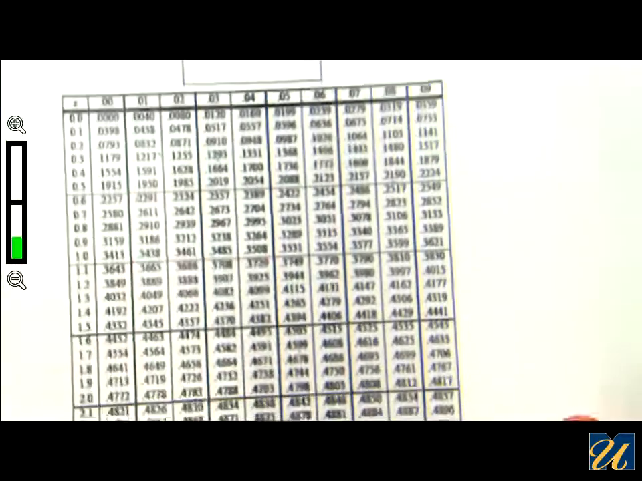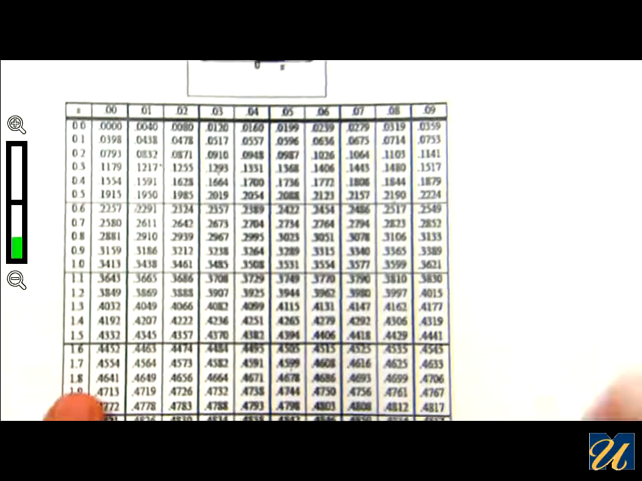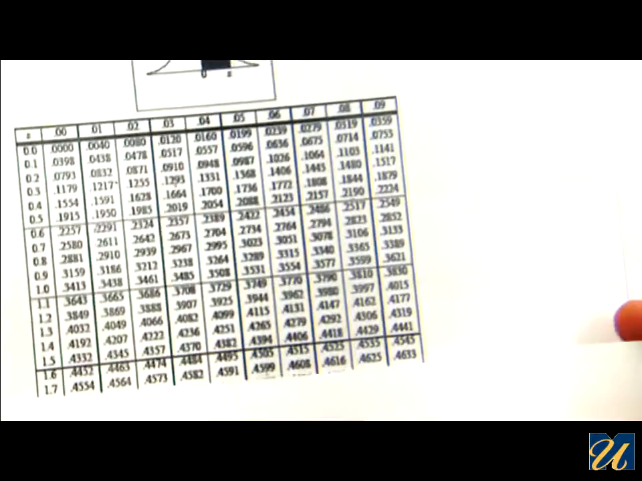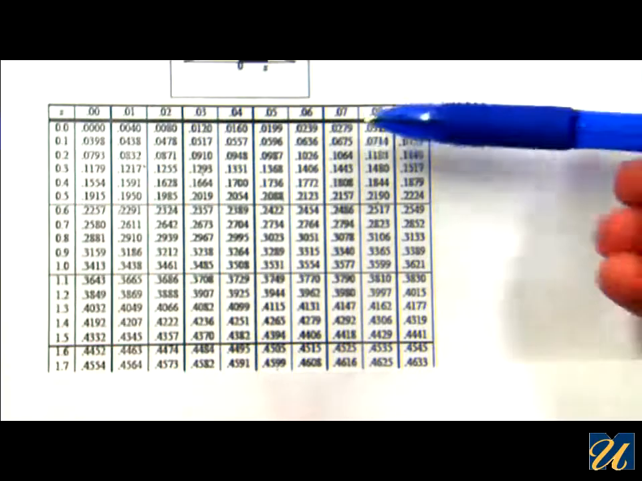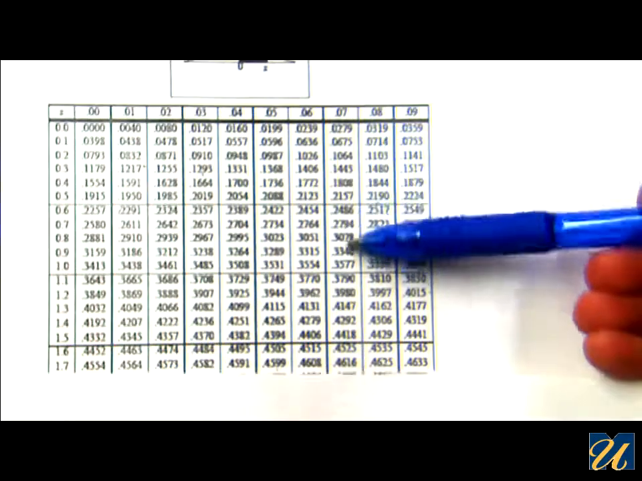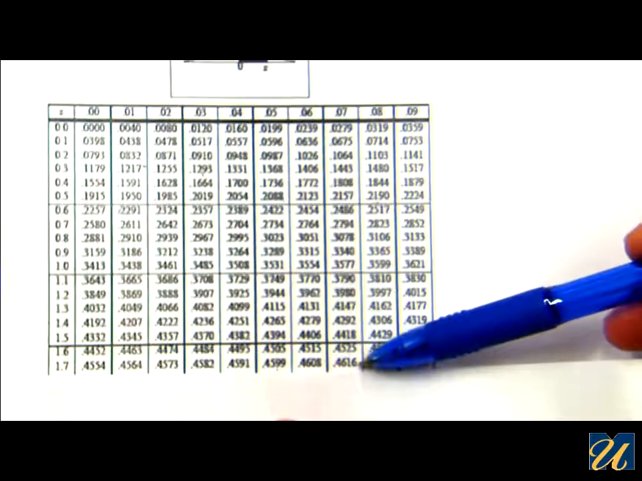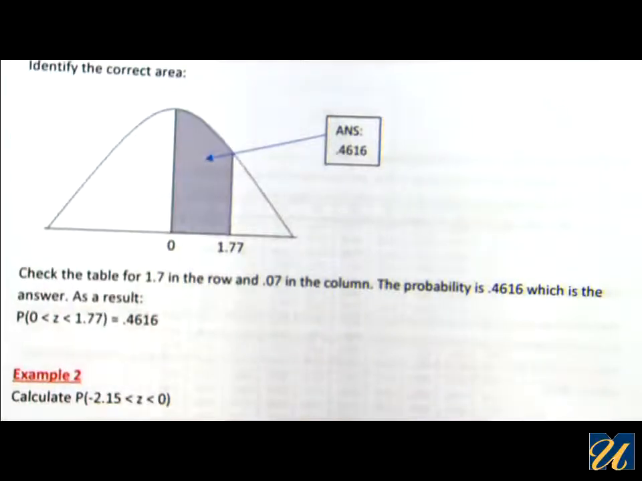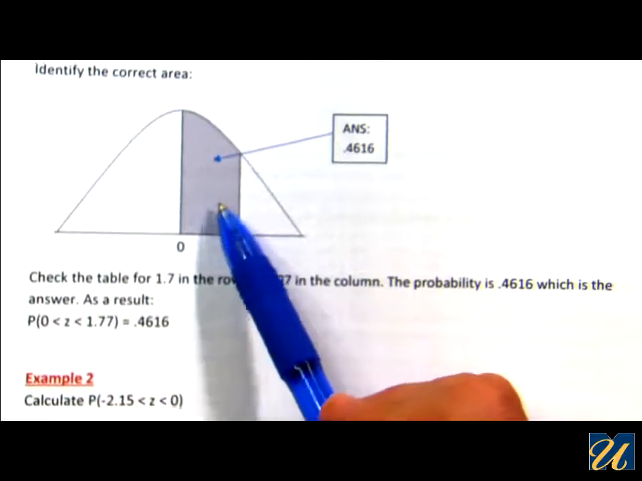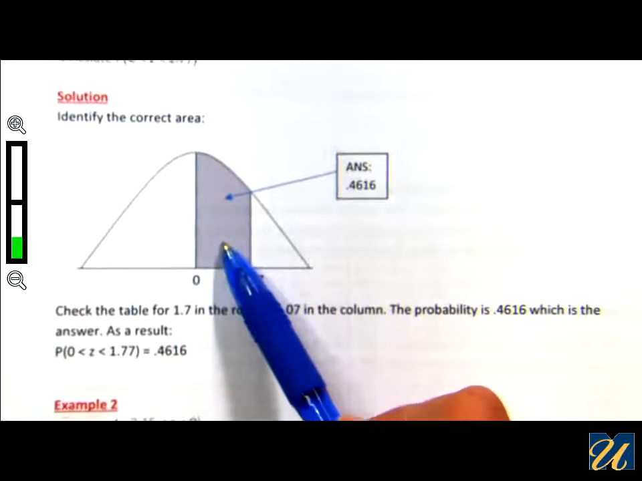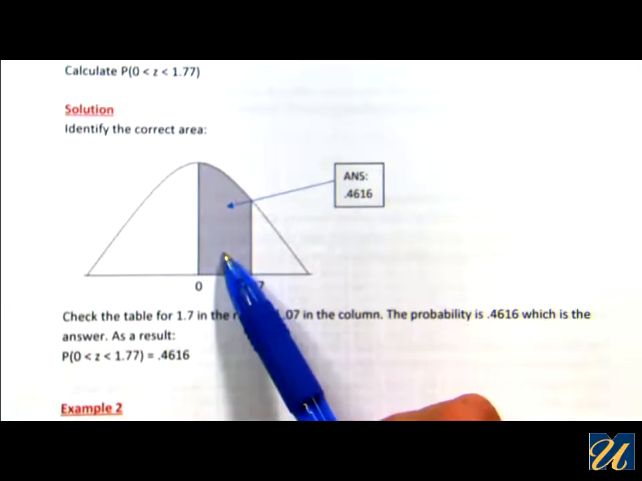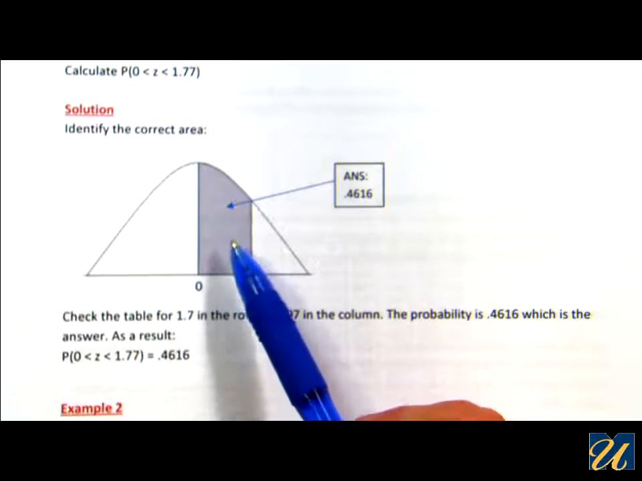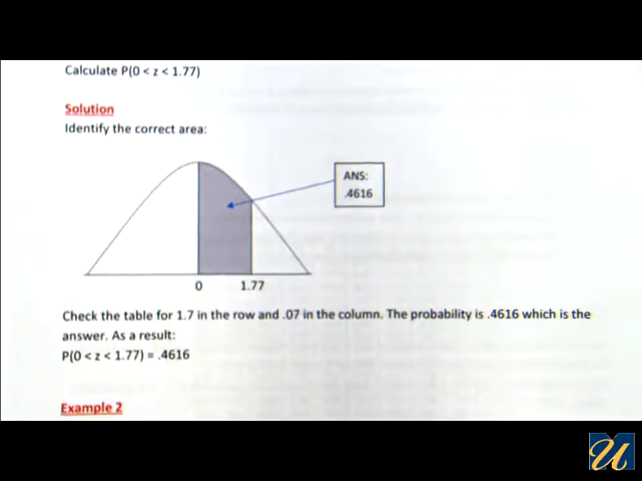We go to our table and look for the corresponding probability for 1.77. You go to 1.7 right here, and 0.7 here. Where do they meet? 0.4616 for the probability. This is the area that your table gives you, and this also happens to be the area that you are looking for, so there's no need to make any adjustments. This is the answer to the question.